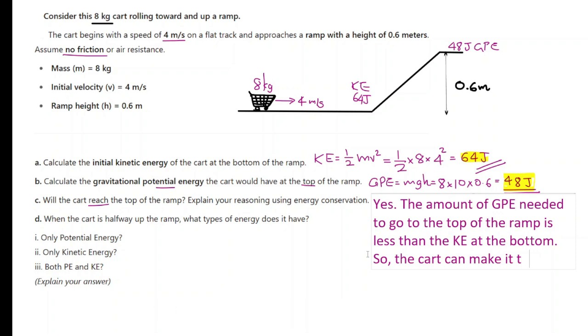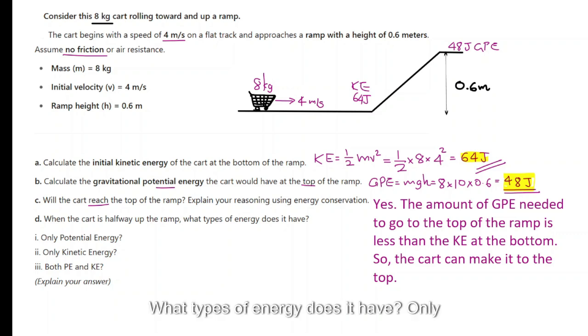Last one. When the cart is halfway up the ramp, okay, so it's around here, what types of energy does it have? Only potential energy? No, because obviously it's moving. Only kinetic energy? No, it has a certain height, right? Halfway it will be 0.3. So no. Both? Yes. So how do you put this into words?